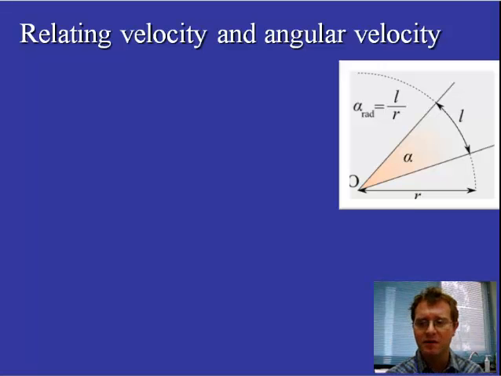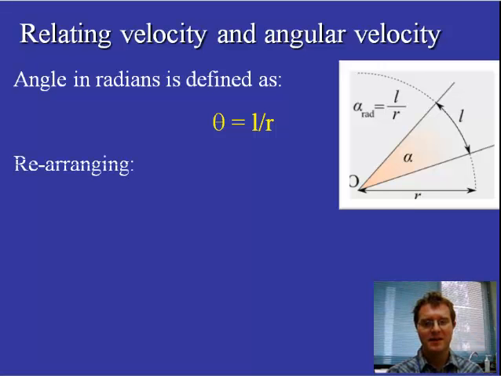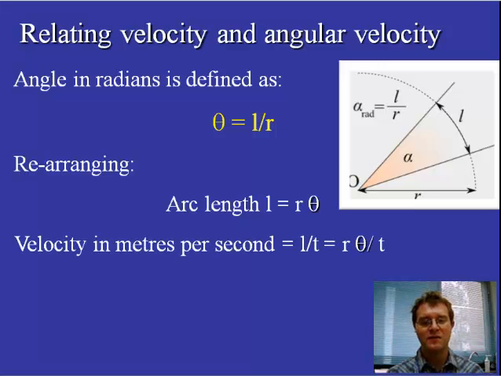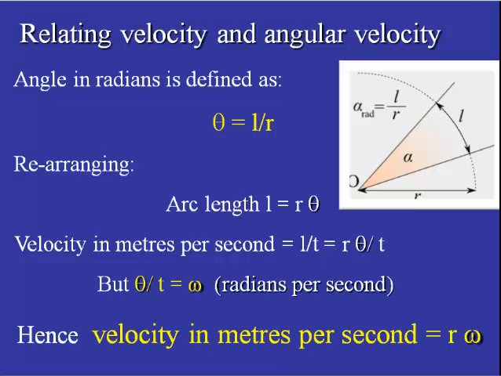So let's link up velocity and angular velocity. Okay, there is a relationship here. If we think, we know that angle in radians is defined as the arc length divided by the radius. Now if we rearrange this, we can recognize the arc length is the radius multiplied by the angle in radians. Velocity is going to be the arc length divided by time, so therefore radius times the angle in radians divided by time is equal to the velocity. And this all comes out very simply as velocity in meters per second is equal to the radius multiplied by the angular velocity.